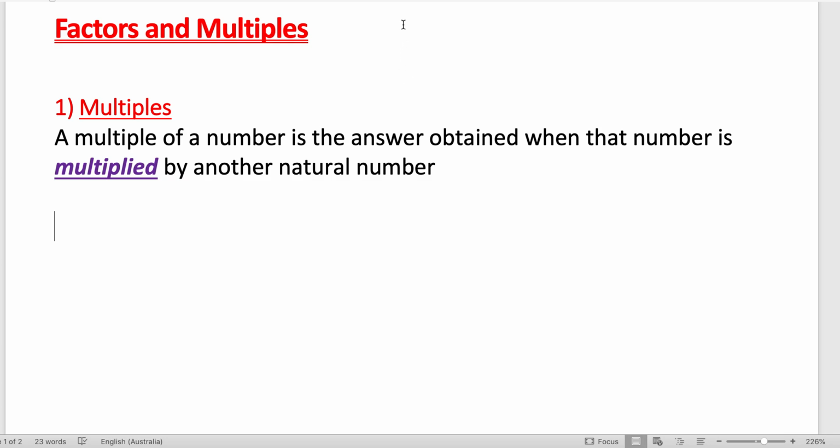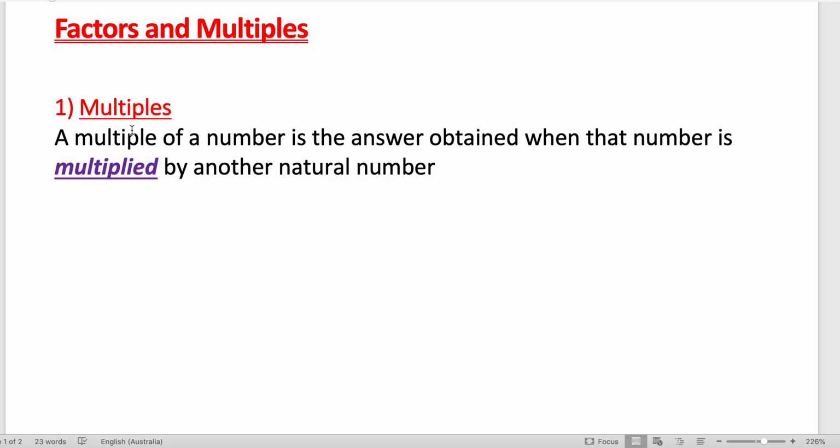Our lesson on factors and multiples, okay? So we're going to start first with multiples. What is the definition of multiples? A multiple of a number is the answer obtained when that number is multiplied by another natural number. And it's easy to remember that multiples is talking about multiplication, okay?